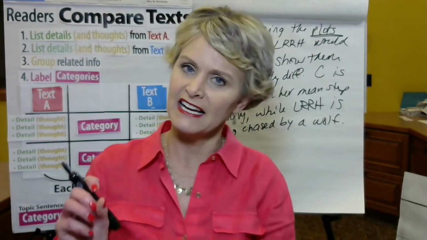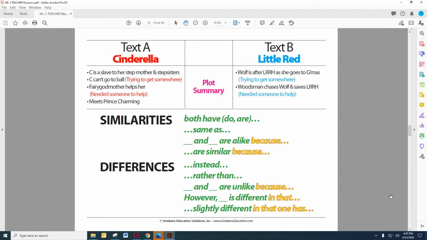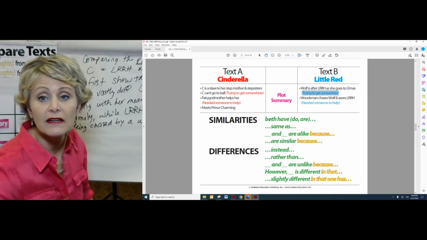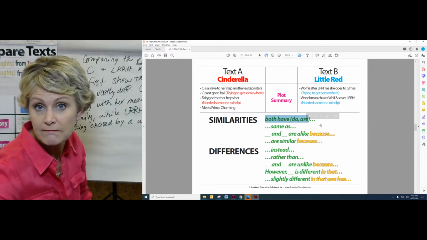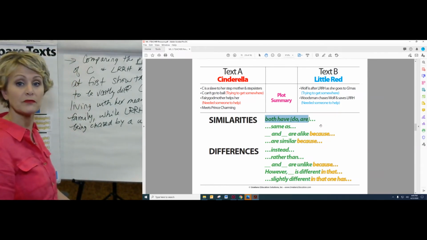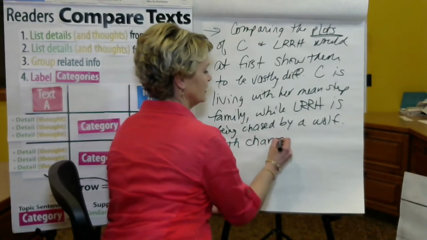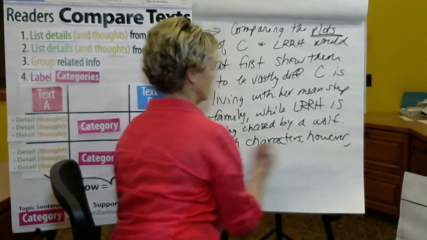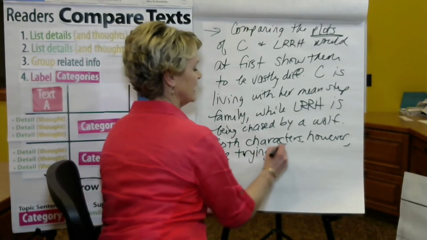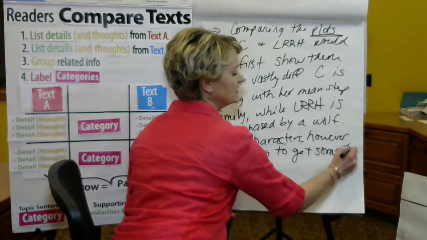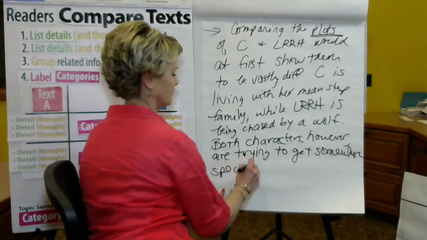Okay, so now let's come in with some similarities. All right, they're similar. What are some of their similarities? Let's tap into this, trying to get somewhere. What do we got? Okay, both characters are what? Trying to get somewhere. Okay, so both characters, however, are trying to get somewhere. We could say somewhere special, somewhere important. Got it.